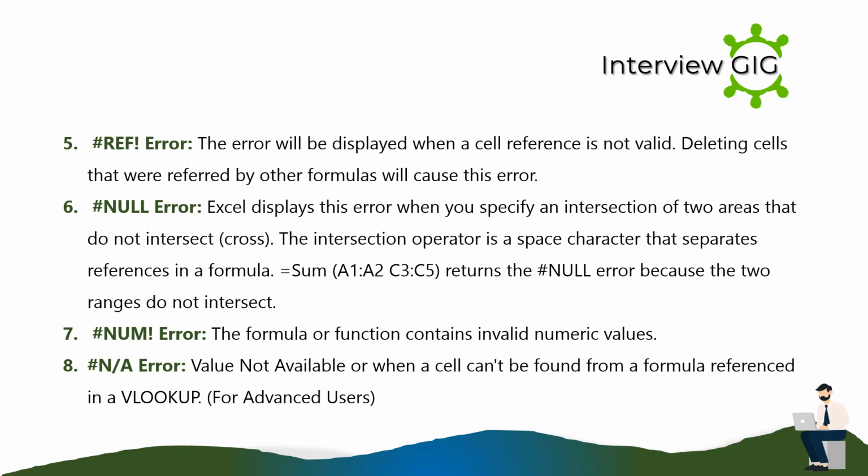6. #NULL! error. Excel displays this error when you specify an intersection of two areas that do not intersect. The intersection operator is a space character that separates references in a formula. =SUM(A1:A2 C3:C5) returns the #NULL! error because the two ranges do not intersect.